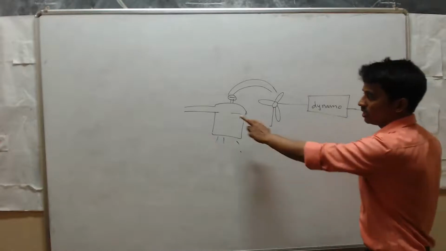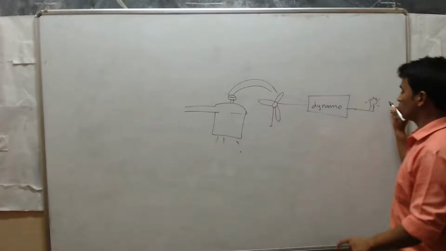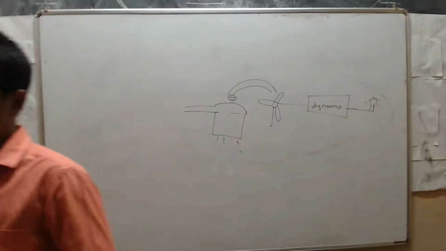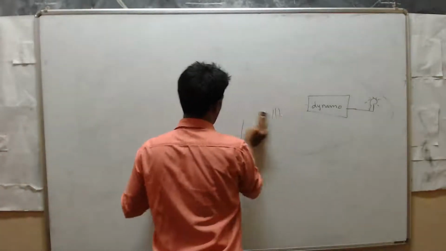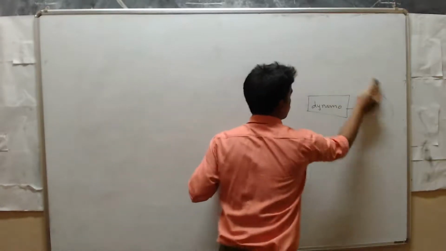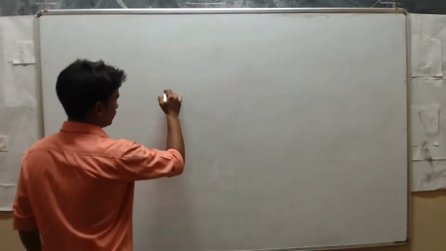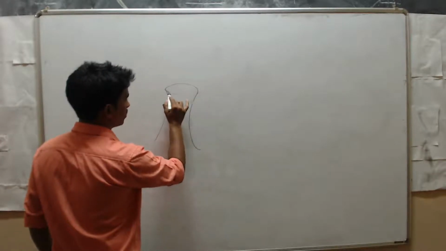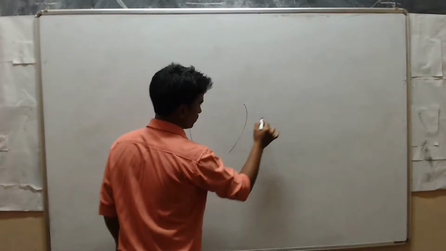Here we have just used a cooker, fan and dynamo. The same process takes place in a thermal power plant. In a thermal power plant we use coal to produce heat. I think we have seen this kind of thing near a thermal power plant.